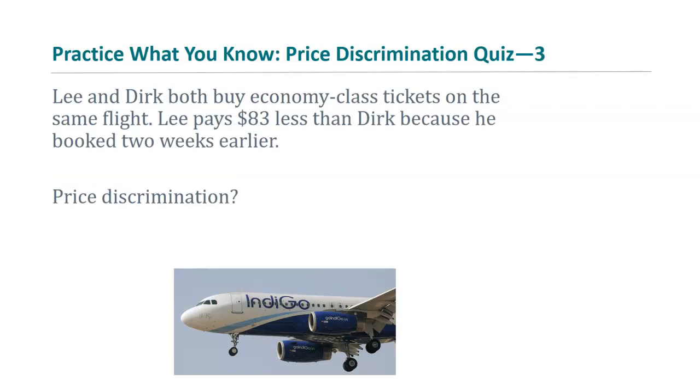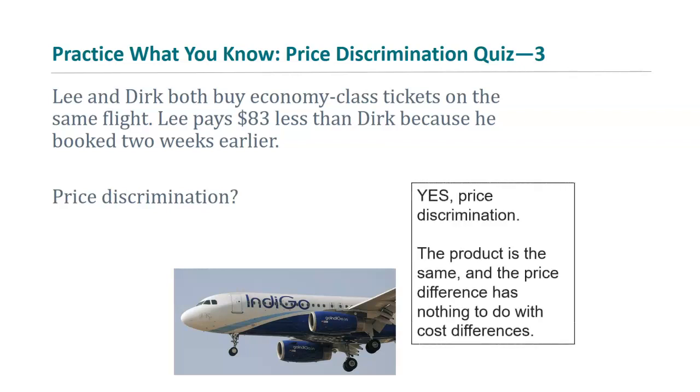How about this one, though? Lee and Dirk both buy economy class tickets on the same flight. Lee pays $83 less than Dirk because he booked 2 weeks earlier. This one is price discrimination. They're both economy class, same flight, going the same place, getting the same product. They pay different prices because of the time that they bought their tickets.